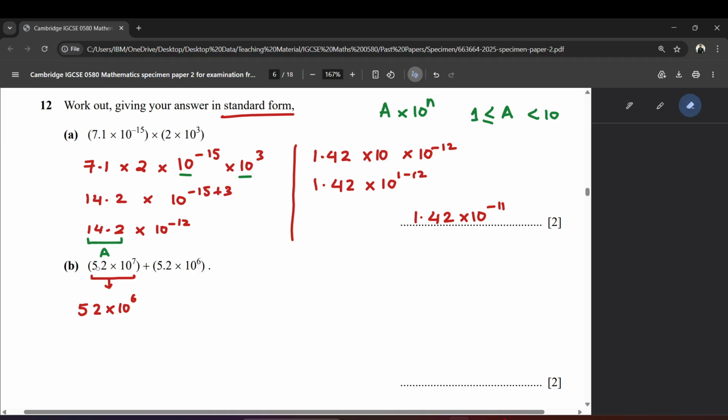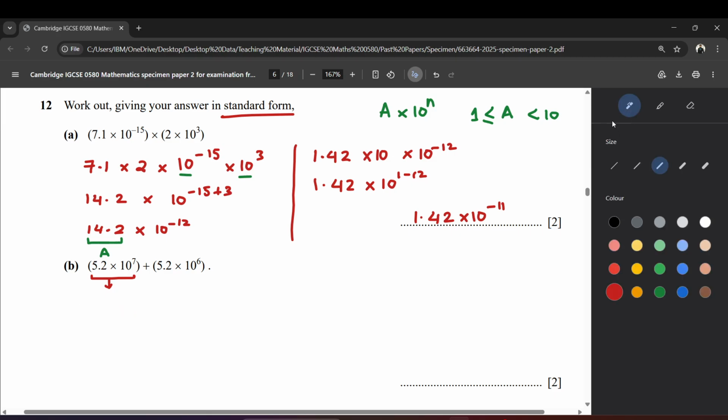If I shift this one decimal place to the right, what's going to happen? Okay, let me break this down further. I can say 52 into 10 to the power minus 1. If you try to multiply this, it's going to become 5.2, right? So 5.2 can be written in this form. Now take down 10 to the power of 7. So what happens? This now becomes 52 into 10 to the power of 6. Okay, all right. Let me also write this down as well.